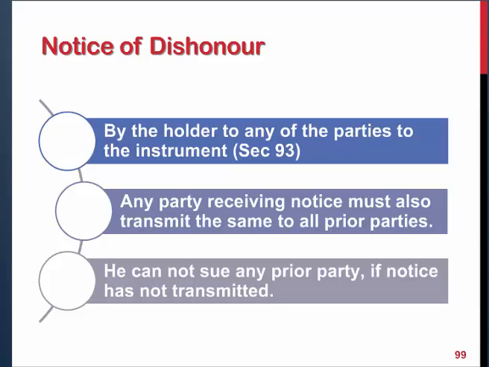He cannot sue any prior party if notice has not been transmitted. So, it must be noted that it is very important to send a notice of dishonor if the holder wants to take legal action against the defaulter. Now the question is, to whom should the notice be given in case of dishonor of a negotiable instrument? Without giving notice of dishonor, a holder cannot take any legal action against the defaulter.